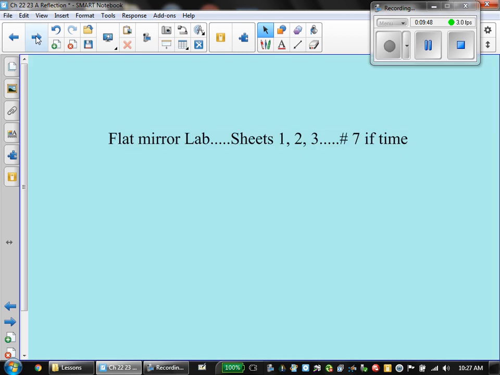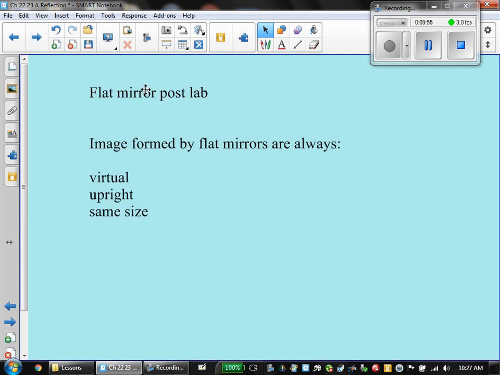There's a flat mirror lab we sometimes do in class. We don't really need to. It's not something that the AP asks. But the key thing about flat mirrors, and you'll see this is different for curved mirrors: in flat mirrors, the images are always virtual. They look like they came from behind the mirror. They're always upright and they're always the same size.